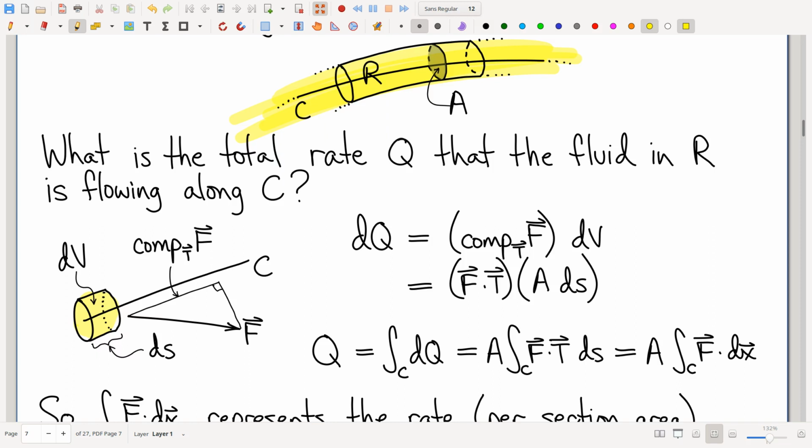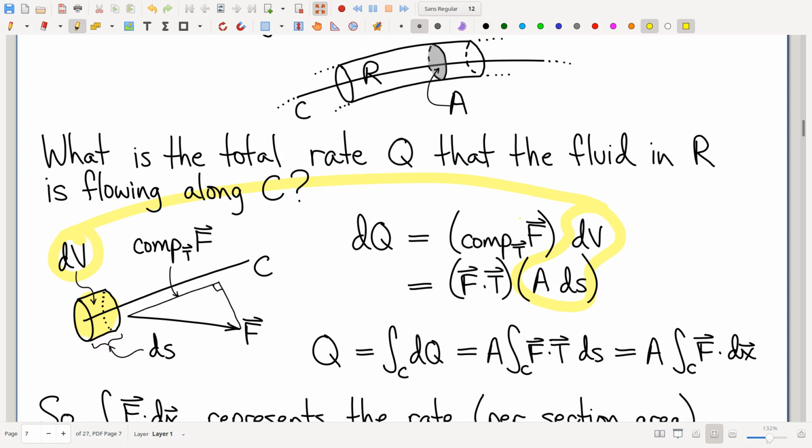And that little piece of fluid, I can talk about how much fluid there is there. The volume, in other words, of that little slice of my region. And of course, it's going to be the cross-sectional area times the length ds. So that's just a little bit of geometry there. Yeah?